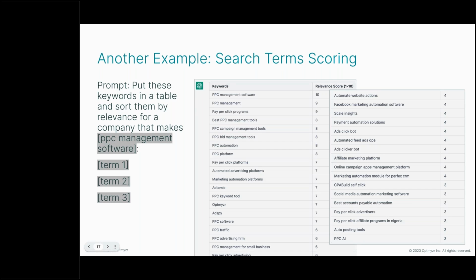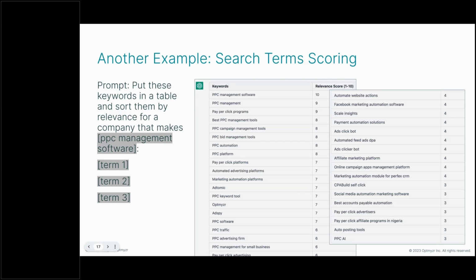Now, if you have to look through thousands upon thousands of search terms to understand what's more and less relevant, that can be really tedious. But you can take your whole search terms report, stick it into generative AI, and use a prompt like: put these keywords in a table and sort them by relevance for a company that makes fill in the blank, in my case, PPC management software. And again, it comes back with some level of scoring. Here I decided to use a 1 to 10 scale. But if I look down the list, the lower the score that it gave, the less relevant these tools are.